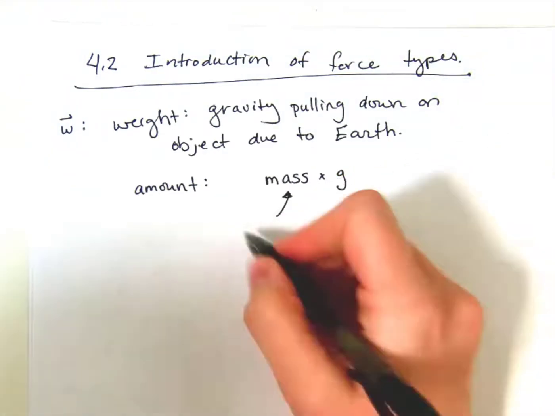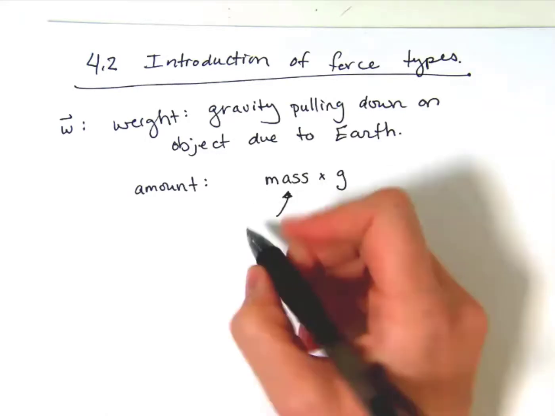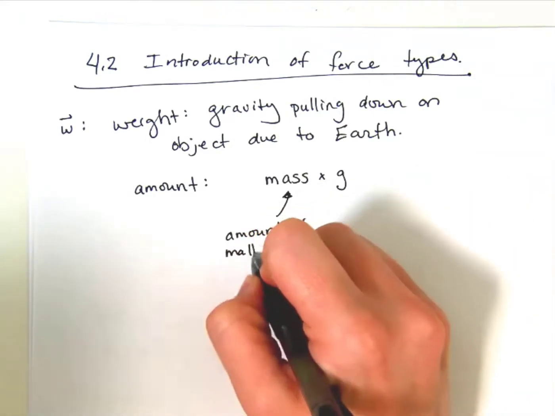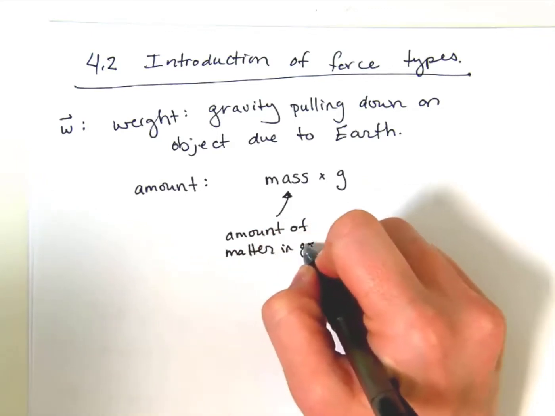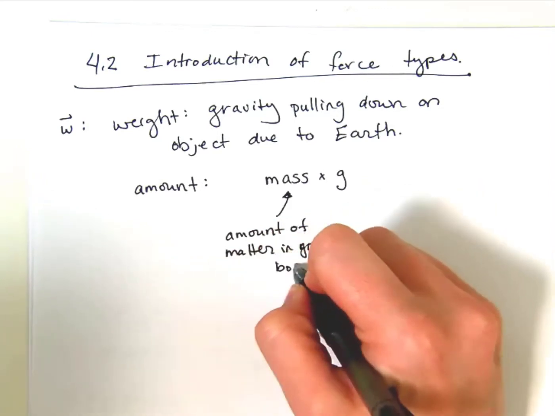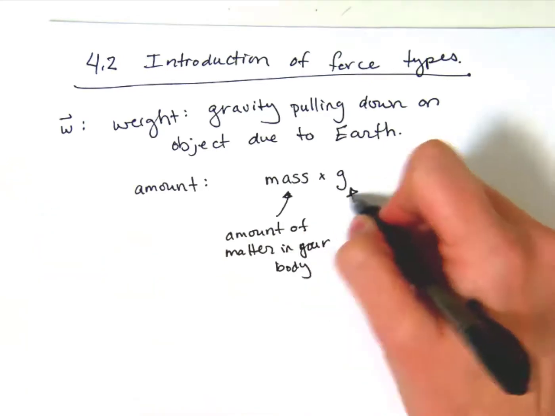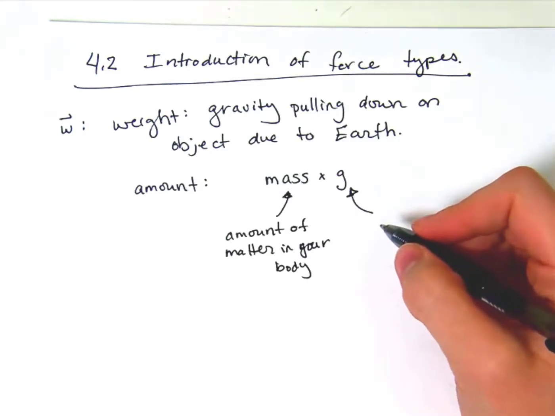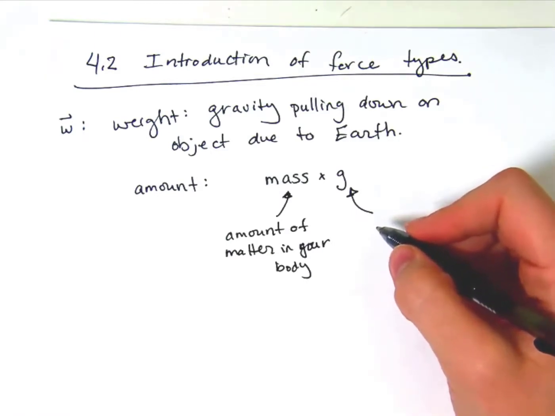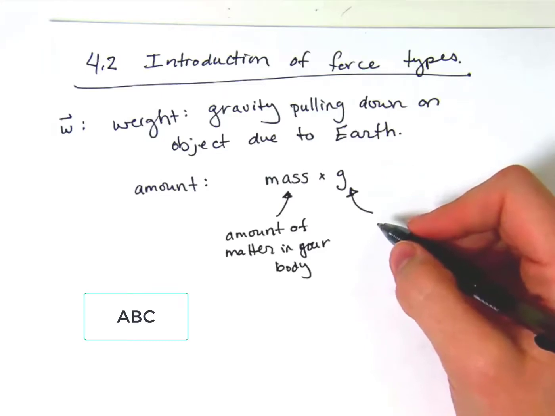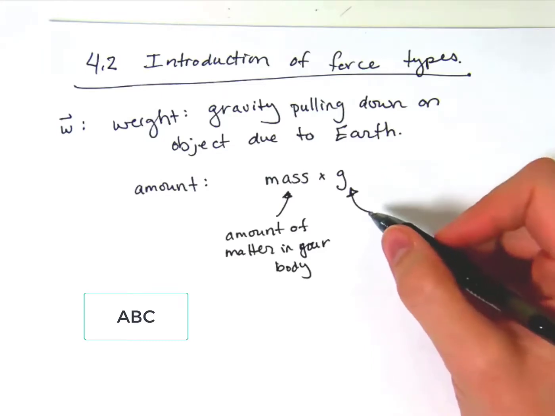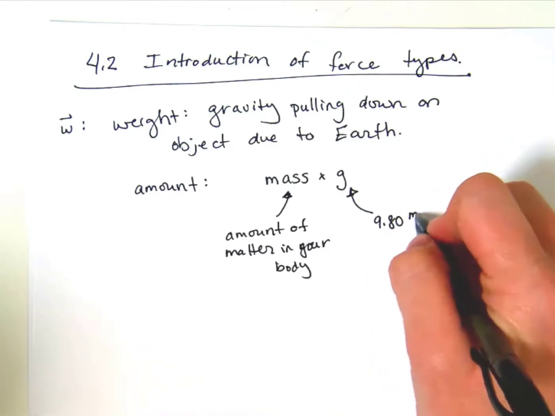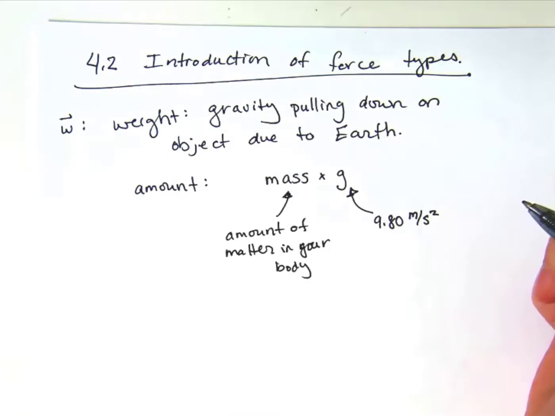And mass is the amount of stuff in your body. This acceleration of gravity is a description of how hard gravity is pulling down on you. Like if you're on the moon where gravity is weaker, g would not be 9.8. We would plug in a different value. So since we're going to be working on the surface of Earth, we'll be using the 9.8.